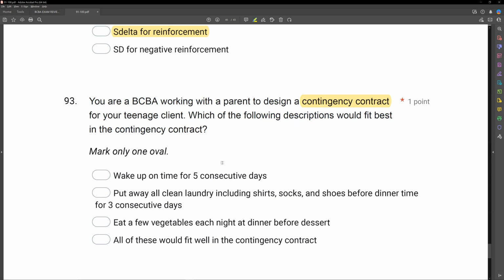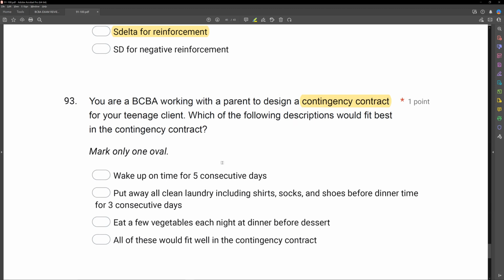consecutive days. This is much better. It's telling us what the client needs to do. What do they need to do? Well, we know all clean laundry needs to be put away, including shirts, socks, and shoes before dinner time. It's very clear. There's not a lot of wiggle room. There's not a lot of room for argument here. We know exactly what needs to be accomplished. B looks good, but keep reading.